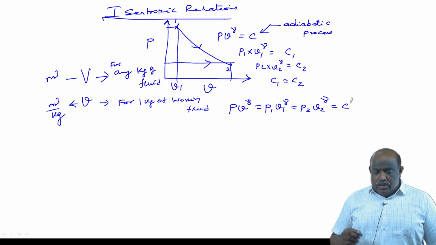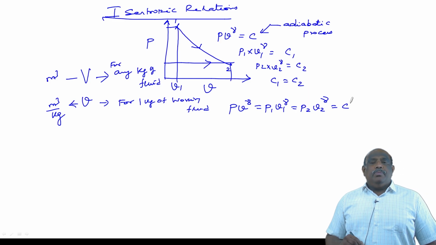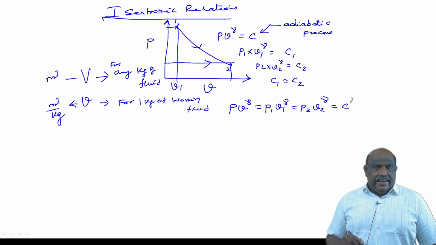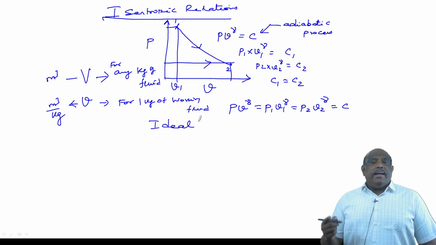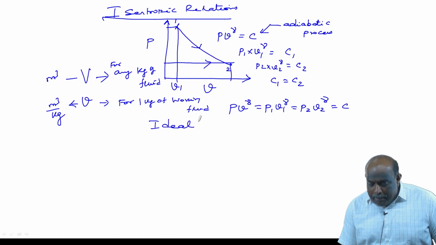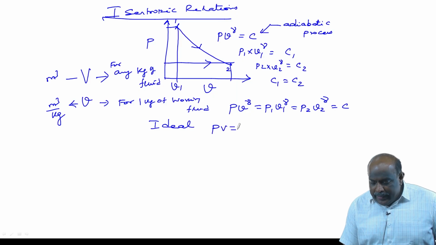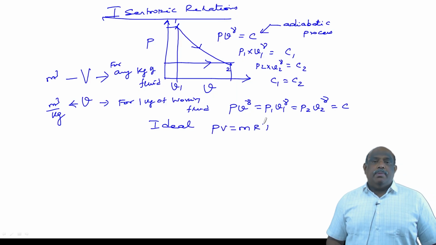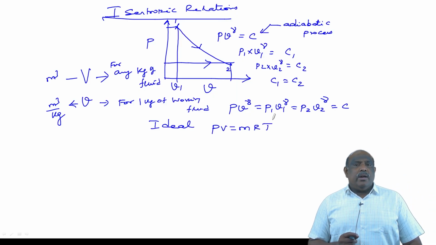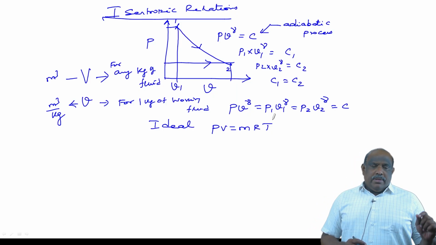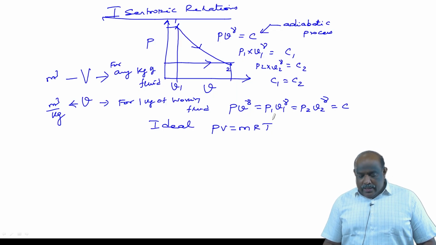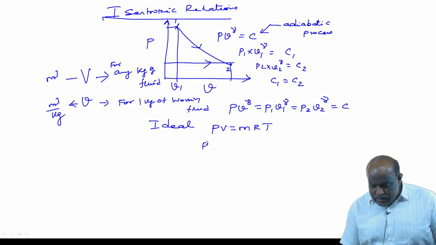Now, also let us assume the working fluid is ideal. The corresponding ideal gas equation is PV equal to MRT, in terms of mass basis. PV equal to MRT is called the ideal gas equation in terms of mass basis, where P is the pressure, V is the volume, M is the mass, and R is called the characteristic gas constant.